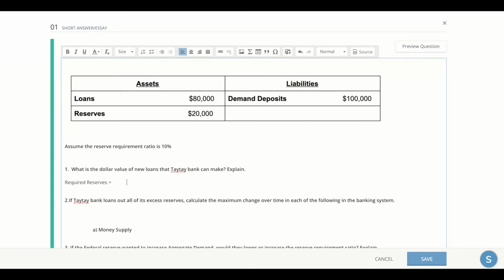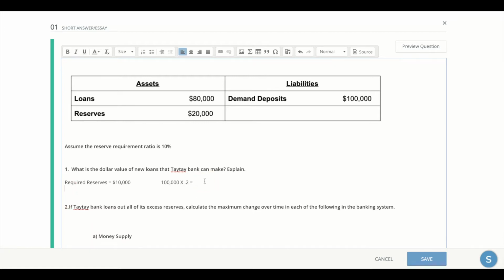Our required reserves are going to be that demand deposits of $100,000 times the reserve requirement ratio in decimal form. So times 0.1, and that's going to come out to our required reserves of $10,000. That's how much this bank is required to hold on to at any given time.